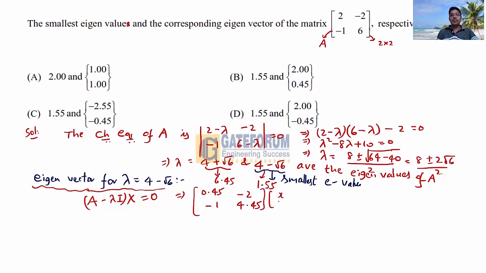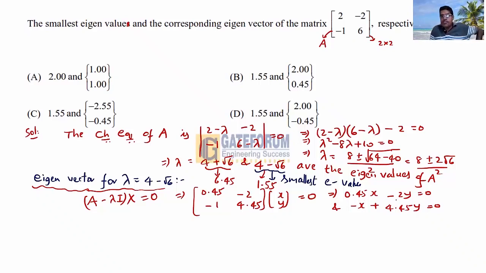The capital X is a column vector with two variables x and y, equal to 0. Convert it to equations. The first row into this column gives one equation in x and y, and the second row into this column gives another equation in x and y. Let us check whether the two coincide or not. 0.45 x minus 2y is equal to 0, and minus x plus 4.45 y is equal to 0. Definitely these two equations are the same. Why? If I divide by 0.45, that is 2 by 0.45, you will definitely get 4.45. You can cross check: 0.45 is 45 by 100, so 200 by 45, and 45 in 200 is approximately 4 times, 180. So both equations coincide.